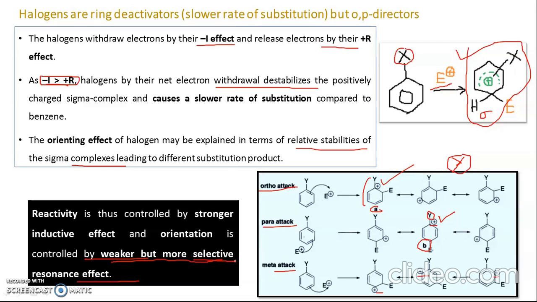So now the plus R effect is winning over the minus I effect. That is why, though halogens are ring deactivators, that is when there is a halogen substituent in the benzene ring compared to hydrogen, that is benzene, the rate of the reaction will be slow compared to benzene. But the position of the incoming electrophile is completely controlled by the weaker but more selective resonance effect, that is the plus R effect. So we will get ortho attack and para attack products. So basically they are ortho para directors.